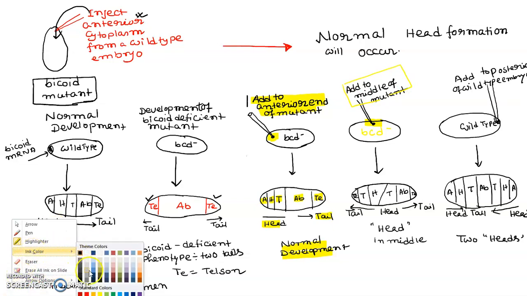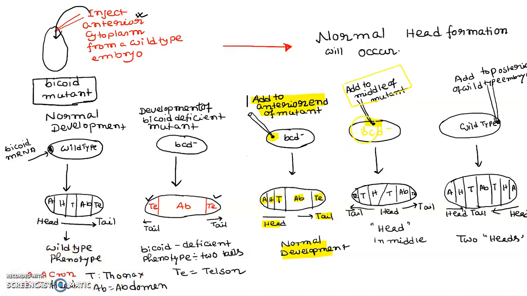Now what will be the observation? If you inject the bicoid in the middle of the embryo, then telson, thorax, head, telson, abdomen are formed. That means tail, head, tail formation occurs. So the head is formed in the middle. So it is indicating that if you inject bicoid, that's actually for head formation or anterior formation.